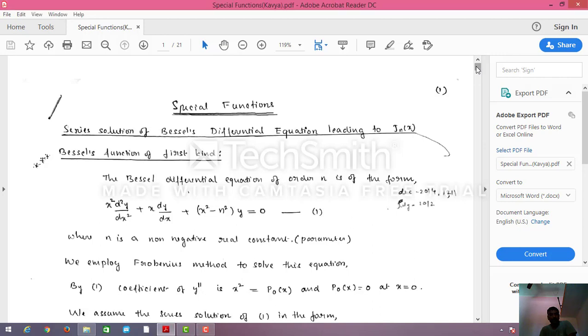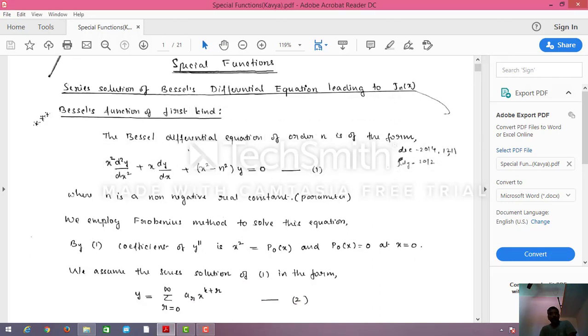To solve this, we will apply the Frobenius method. When can you apply the Frobenius method? The coefficient of y double dash is x square, that only we will call p naught of x. This is the highest degree coefficient, since the order of the differential equation is 2. Here p naught of x equal to 0 at x equal to 0.